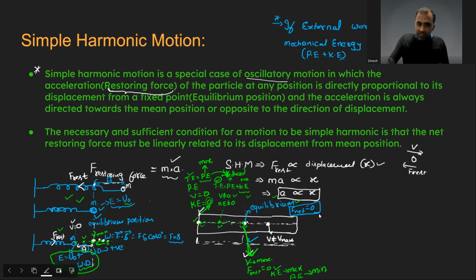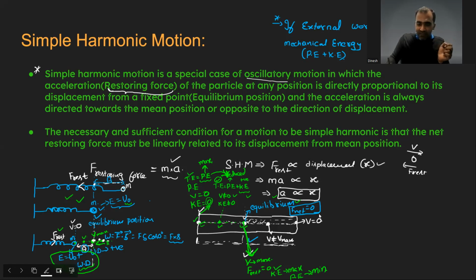After this point, restoring force is acting in the opposite direction, which means deceleration is happening. Acceleration is acting in the opposite direction, which means deceleration is happening. So because of deceleration, starting from this point till the end point, velocity keeps on decreasing. And at what point will it stop? The point at which velocity becomes zero, at that point it will stop, right?